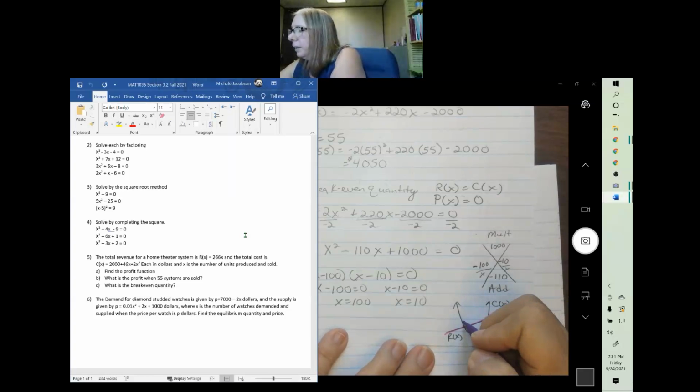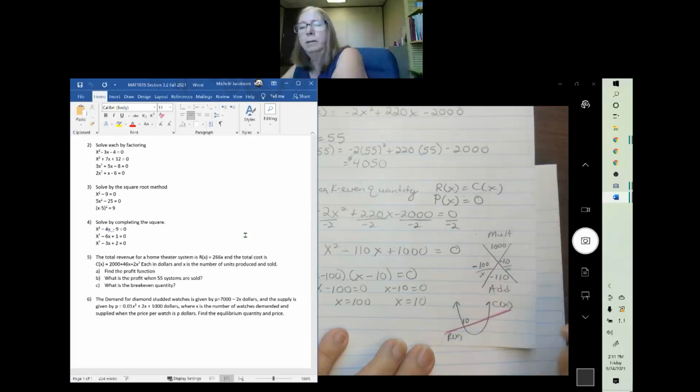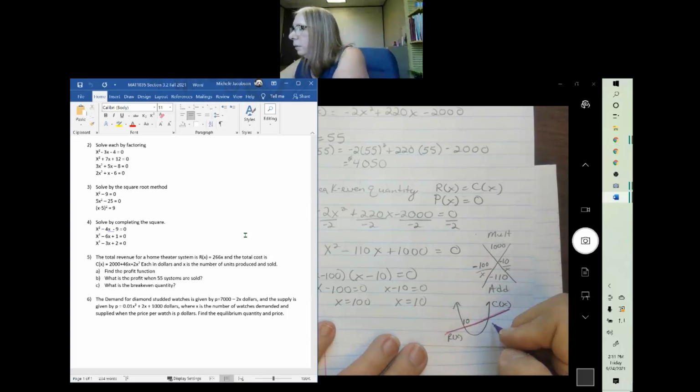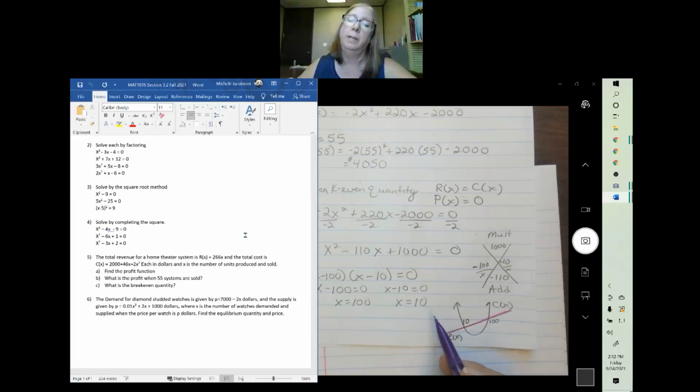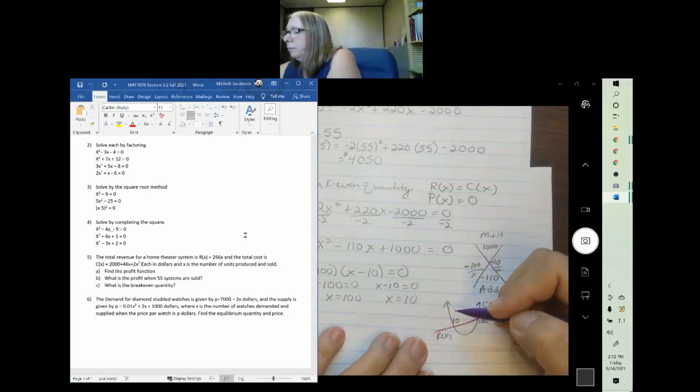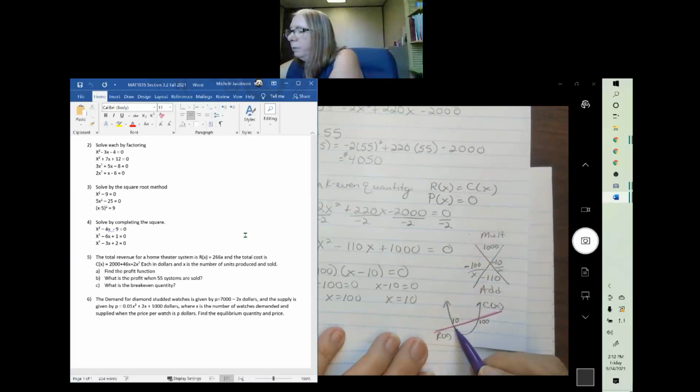So this one was at 10, and the other one is at 100. They call this one minimum break even point because that is where you start making money. So the minimum break even point is 10. And notice this is the cost function. Notice here the revenue is above the cost. This is your profit. So right here, you are no longer in the red. Revenue is above cost.